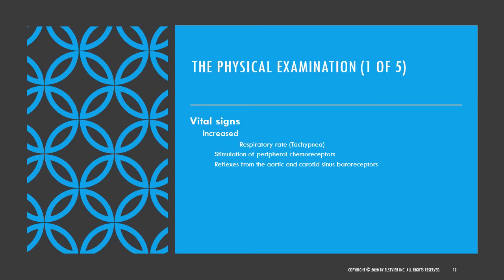Vital signs: increased respiratory rate, tachypnea, stimulation of the peripheral chemoreceptors, and reflexes from the aortic and carotid baroreceptors. Several unique mechanisms probably work simultaneously to increase the rate of breathing in patients with pulmonary embolism. There's increased physiologic or alveolar dead space. Pulmonary embolic disease is a classic example of this type of pathophysiology.